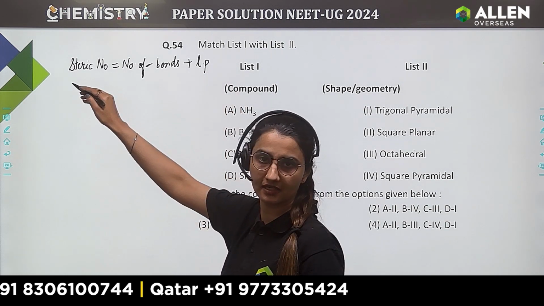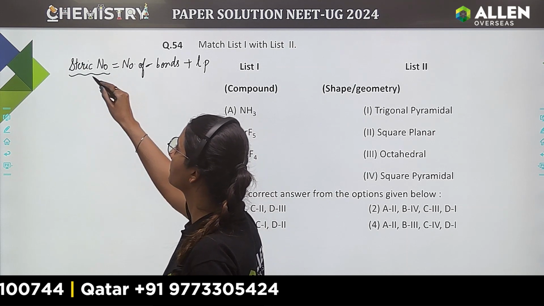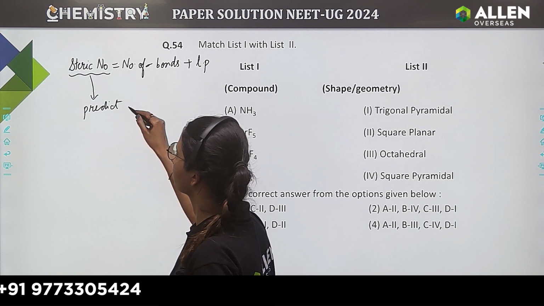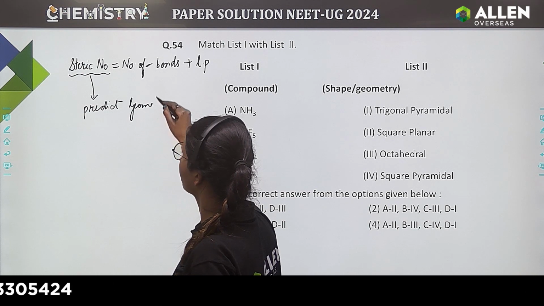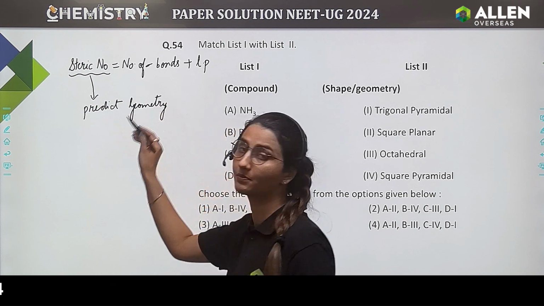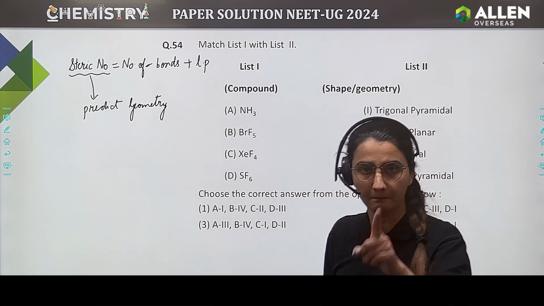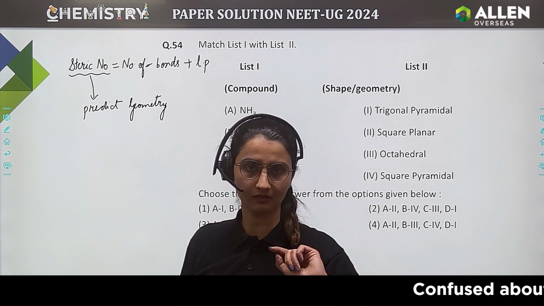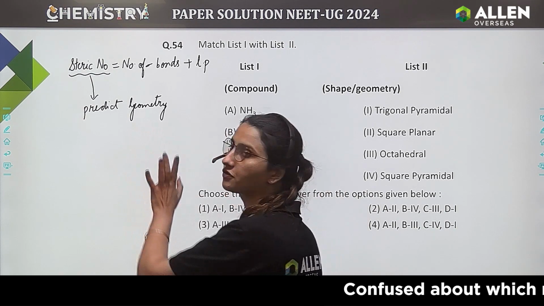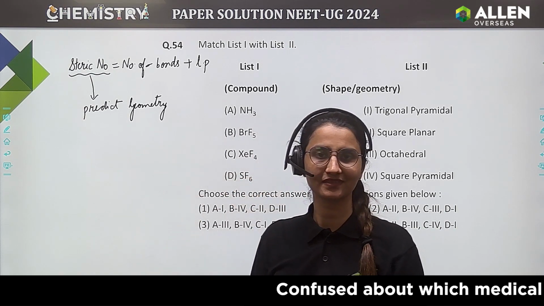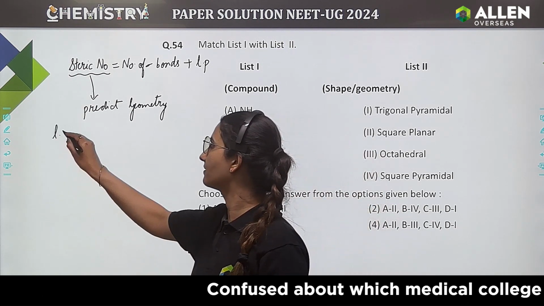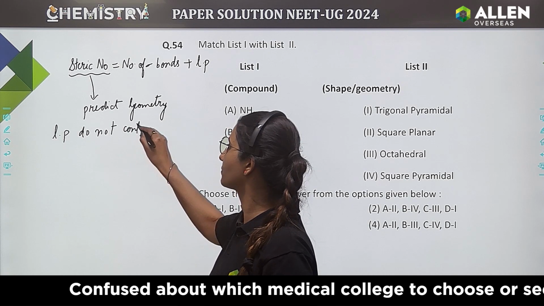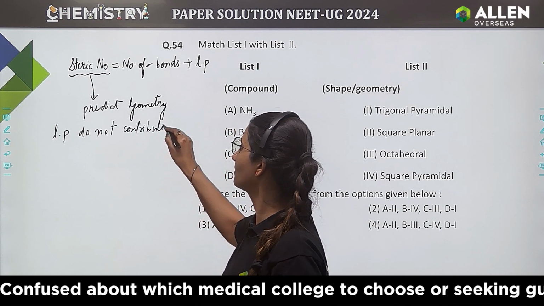Based on steric number, students, we predict geometry. Correct? What I've written, we predict geometry. But the important concept is lone pair. They account for geometry, but not shape. Correct? Lone pairs do not contribute to shape.